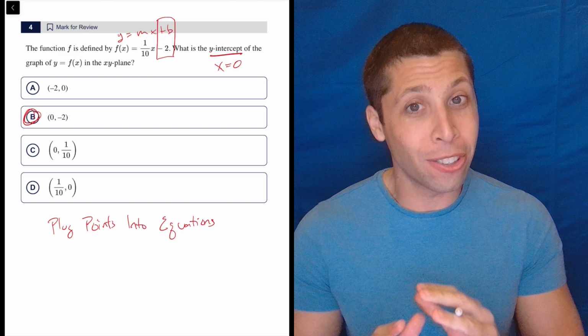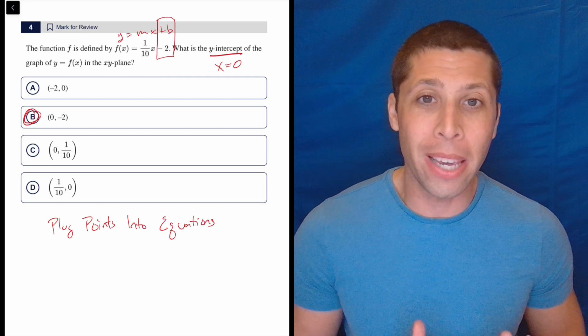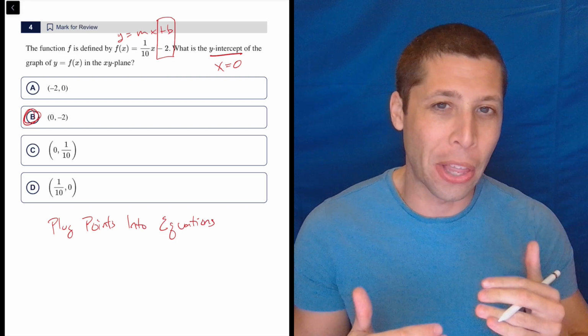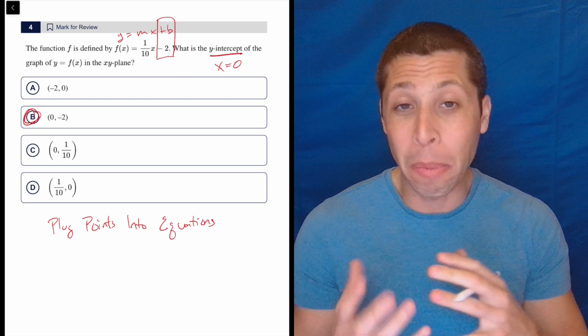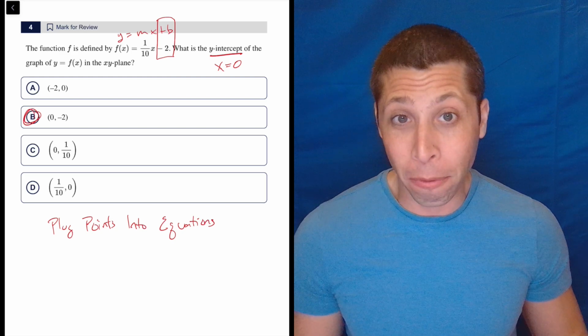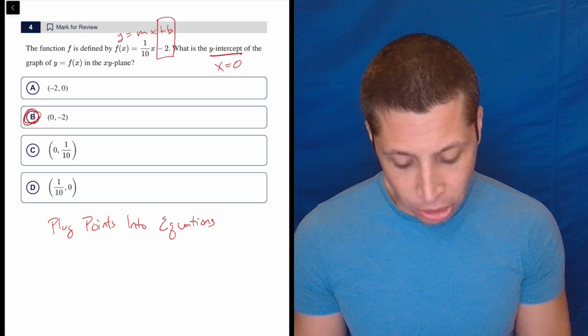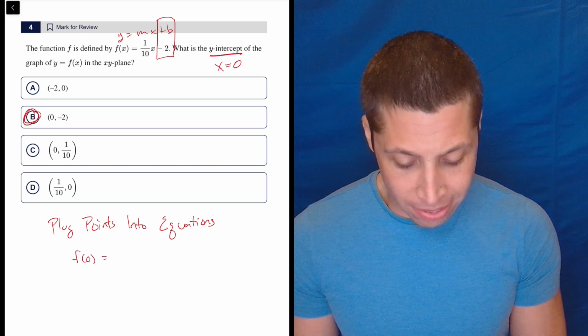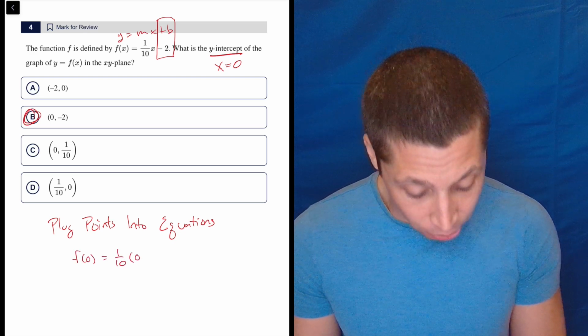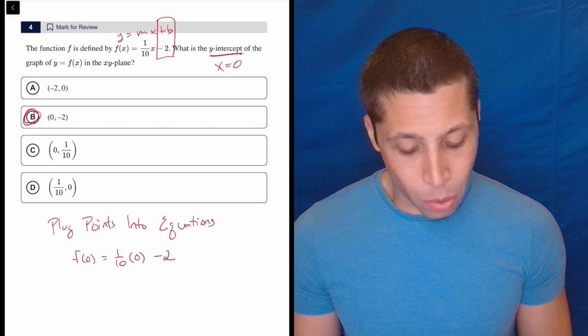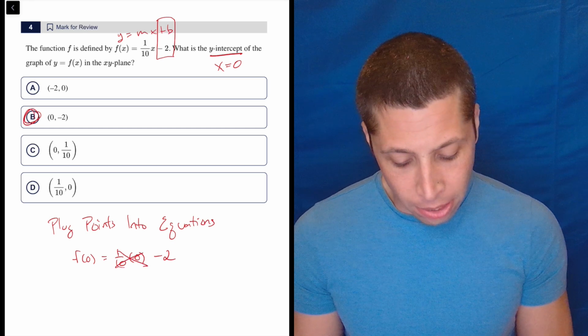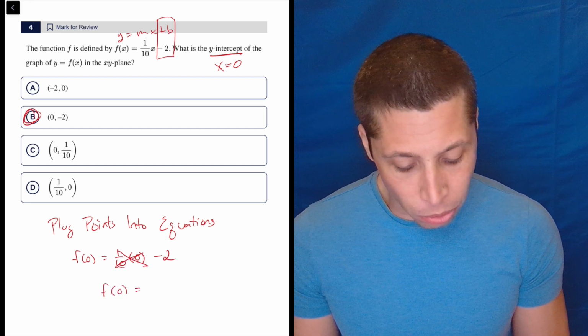And some equations do not behave like y equals mx plus b, where the y-intercept is just this nice little thing at the end. So when equations get a little bit more complicated, you're probably better off plugging points into equations and just doing it, right? So if I were using function notation here, f of 0 is equal to 1/10 of 0 minus 2. So 1/10 of 0 is 0, so that goes away. So f of 0 equals -2.